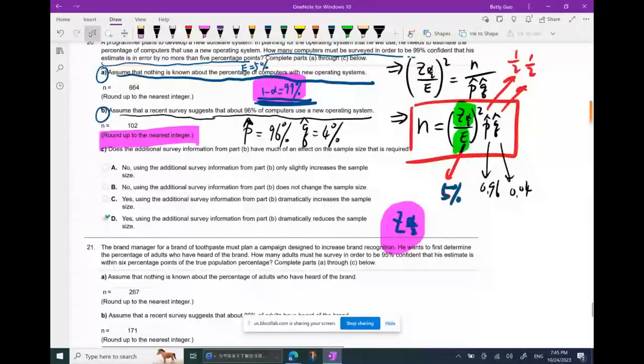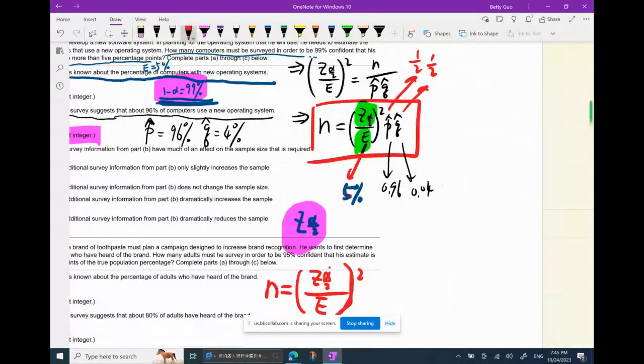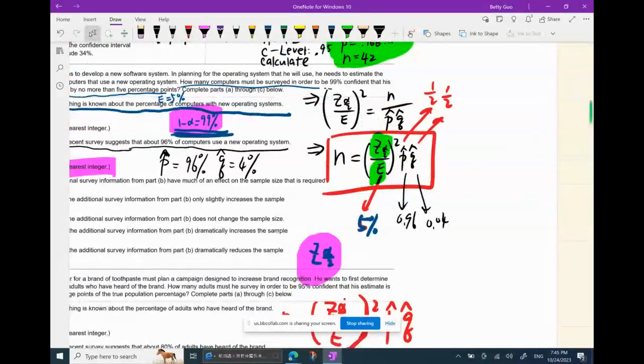let me write it again. The formula is n equals z alpha over 2 over e, to the power of 2, multiplied by p hat and q hat. At the end of Thursday's video, I derived this formula for you. How did I derive it? I started from the margin of error formula, and then I solved it for n.